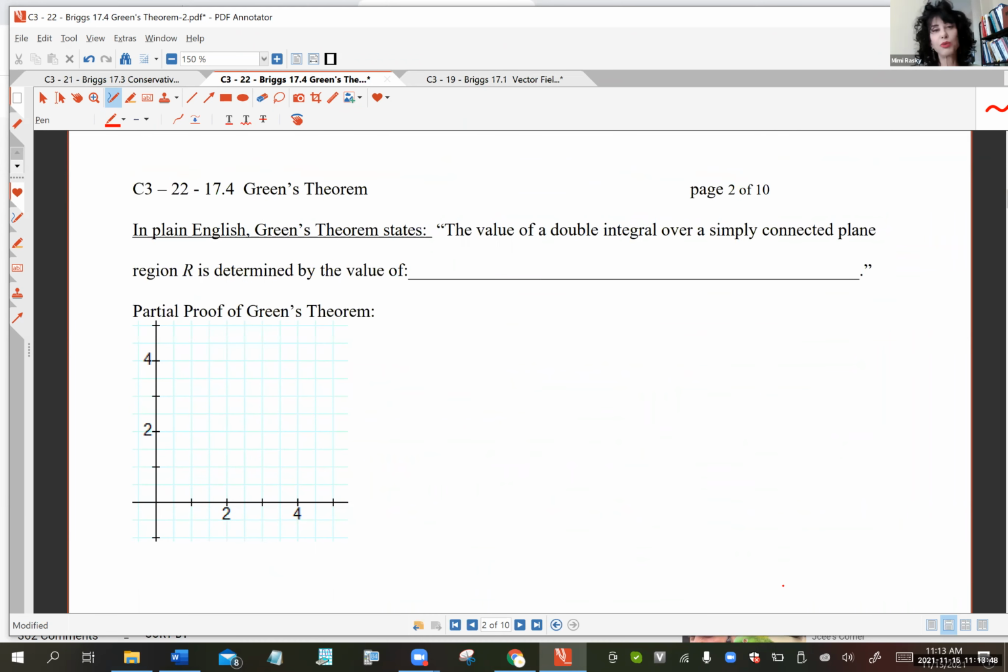So in plain English, what does Green say? It says that, let's say you're trying to do a line integral, and if all the conditions are met, you've got a closed curve over a simply connected region, then go ahead and don't evaluate the line integral. Instead, do a double integral over the simply connected plane region, because that's determined by the value of the line integral over the closed boundary.